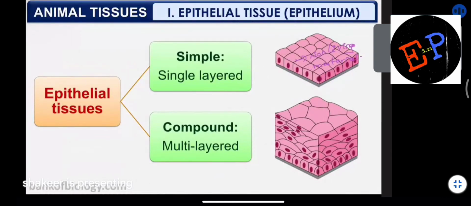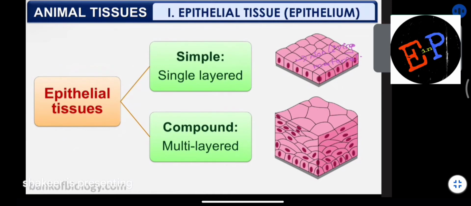One is simple, and the second one is called complex. Simple means what? It is made up of only one layer of cells. Complex means what? It is made up of many layers of cells. Are you able to understand? For example, skin. It is not made up of a single layer, no, it is made up of many layers of cells. Are you able to understand?